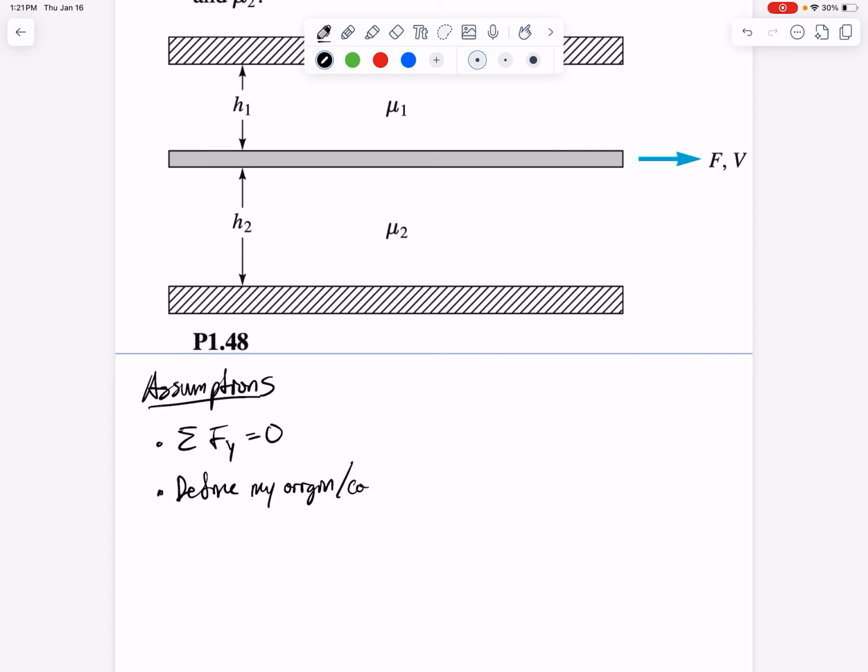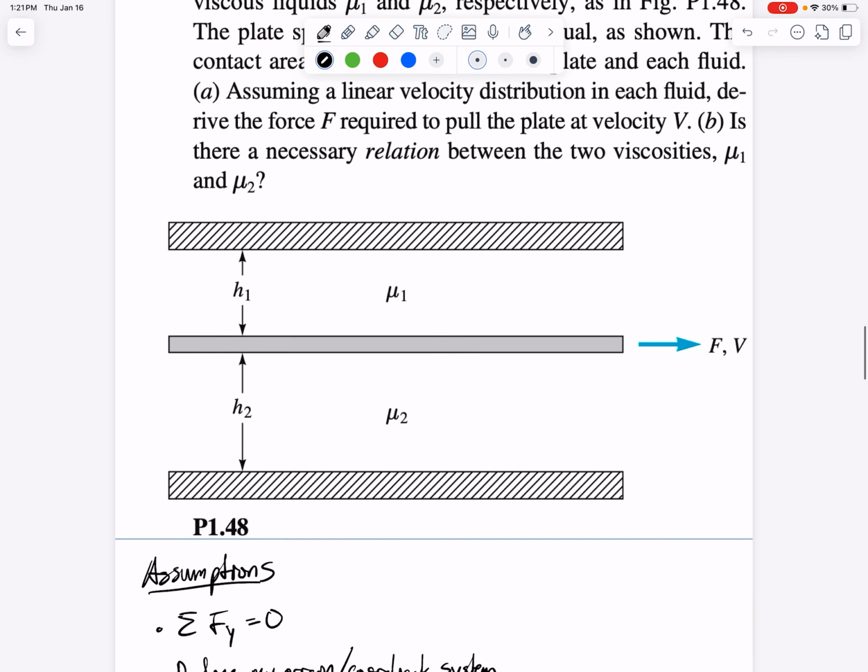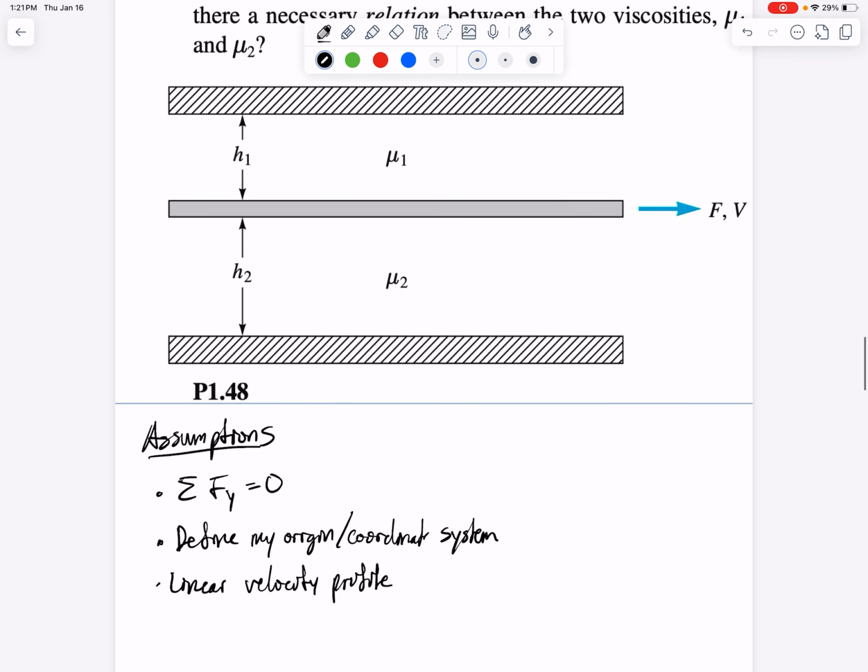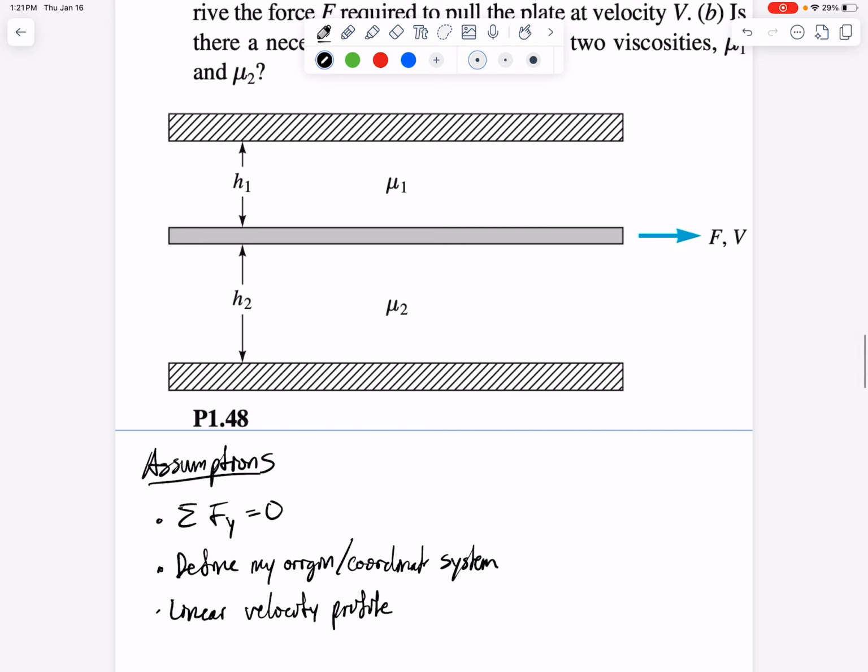Also my coordinate system. And the last thing that I'm going to assume, based on the problem statement, is we have a linear velocity profile. Okay. That being said, I'm not going to come back to this image right now. I want to first draw out my contact area. Contact area A.